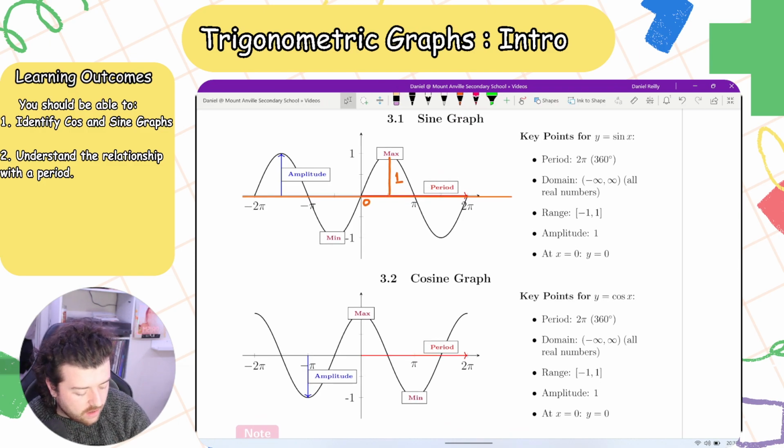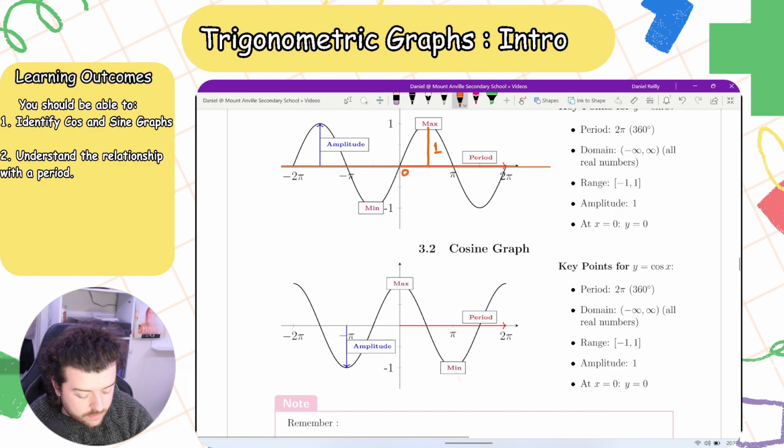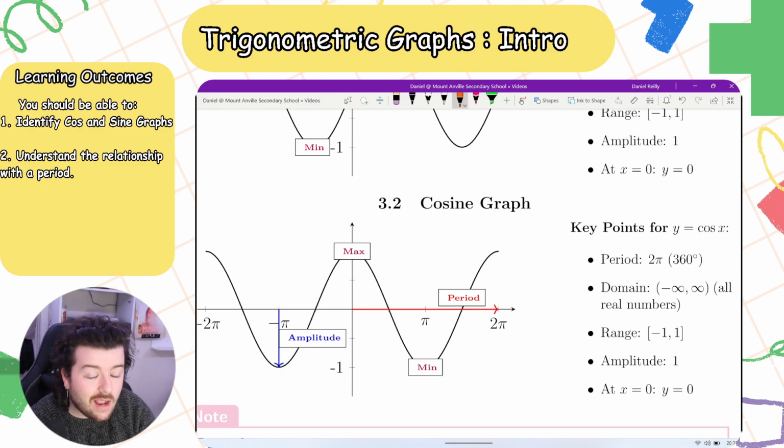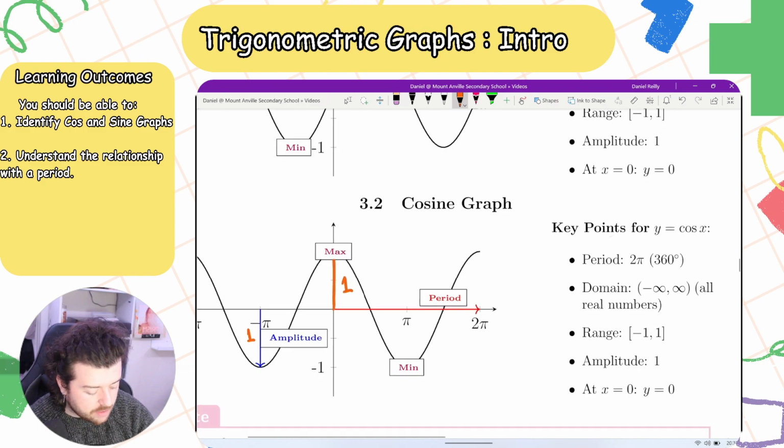Cosine graphs, however: the period is 2 pi, 360. The domain is the exact same, minus infinity to infinity, so it's defined for all those input values. The range is -1 to 1. The amplitude is 1. You might notice here, wait, you're saying the amplitude is 1, but you drew a line down here. Why is it not -1? Amplitude is distance, and we never have negative distance, right? So you always find the absolute value, I suppose. So this is still 1. The distance is 1 here, and the distance is 1 here, so they're both the amplitude.